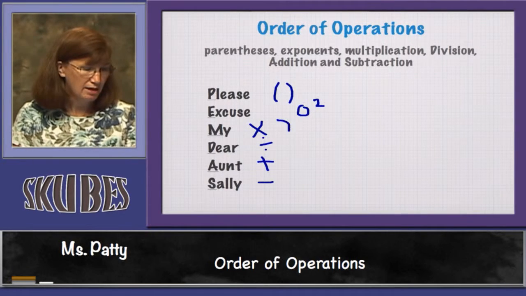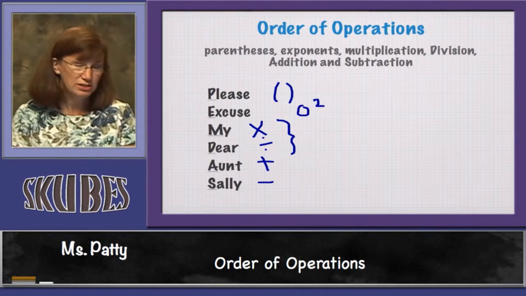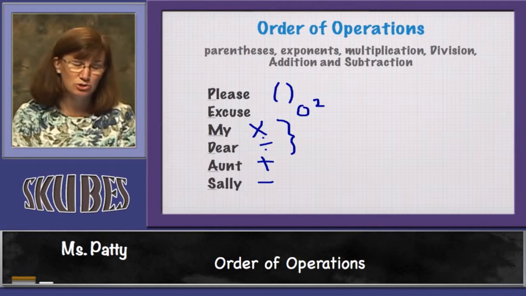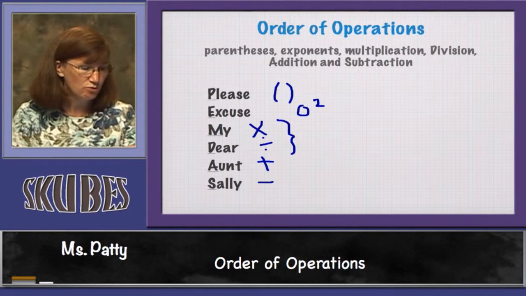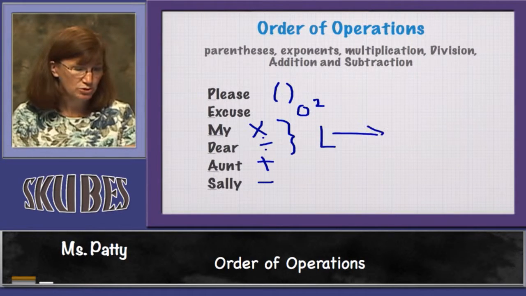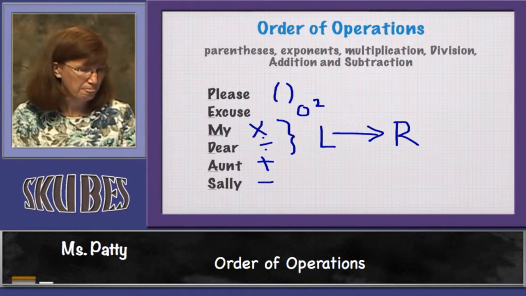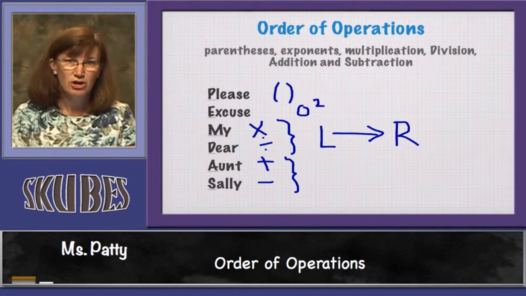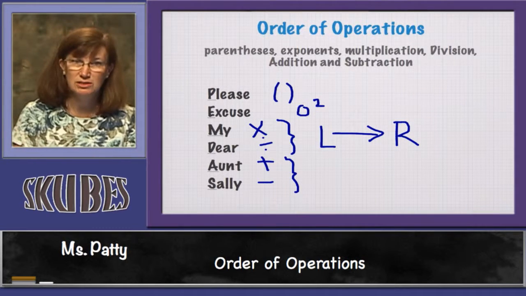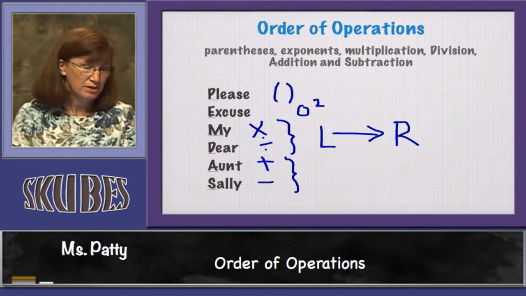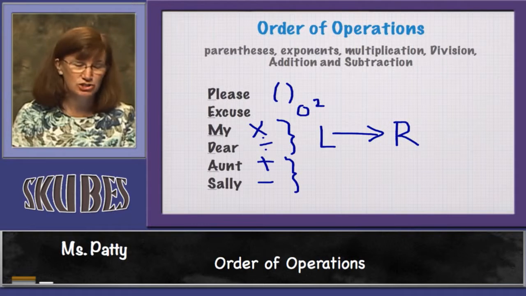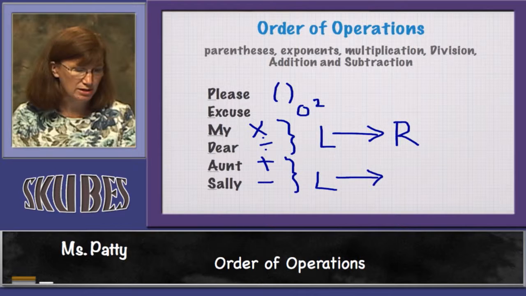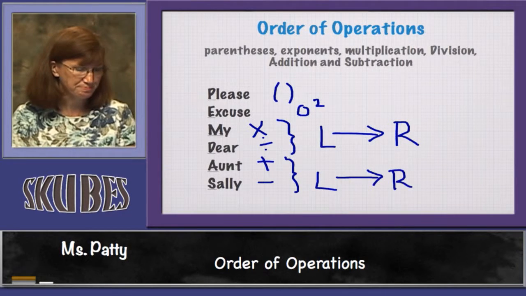Now, whenever we have multiplication and division in one line with no braces or brackets or parentheses, we always go from left to right. The same goes with addition and subtraction. If there are no symbols, no parentheses, no braces or brackets, they're simply addition and subtraction symbols, then we again always go from left to right and solve the problem that way.